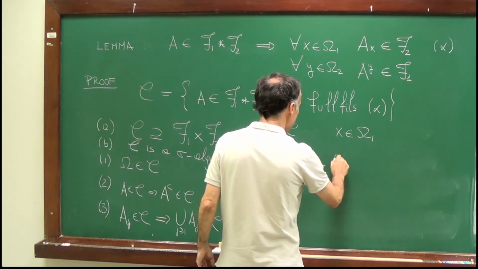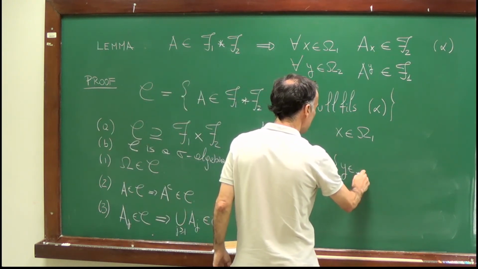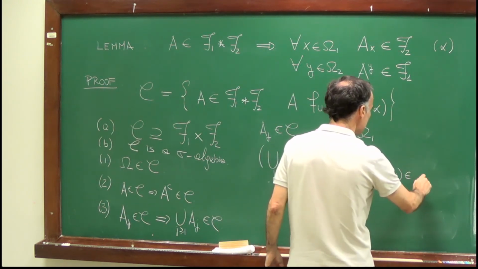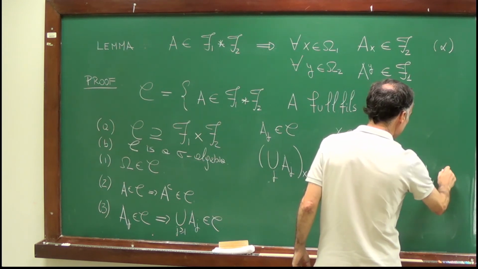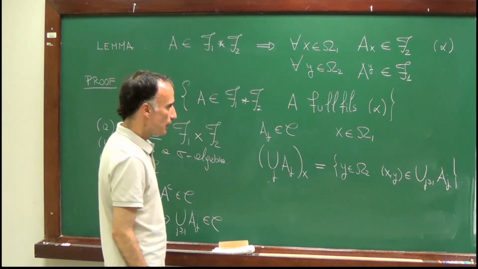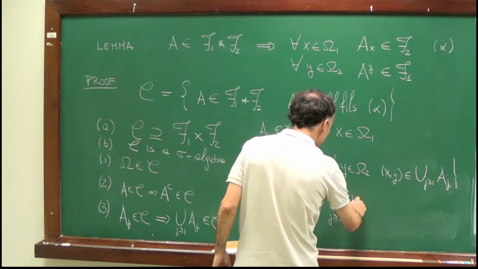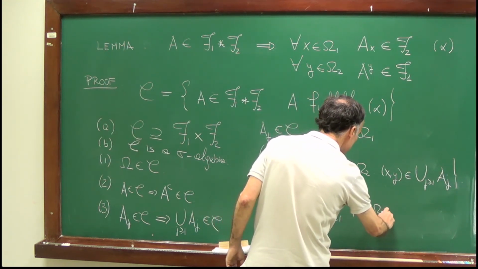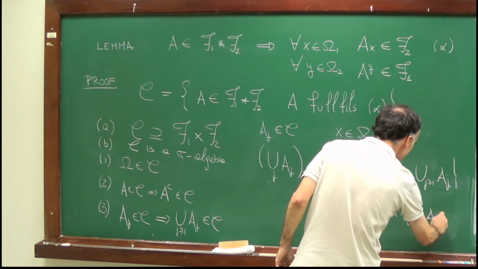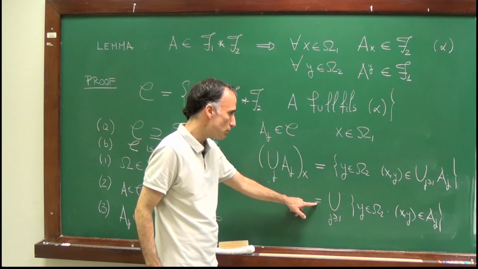So these are all points, by definition of this section at x, these are all points y in omega 2 such that (x, y) belongs to the union of A_j. And what I claim is that this is exactly the union over j of the set of y in omega 2 such that (x, y) belongs to A_j. So let's check if this identity holds.